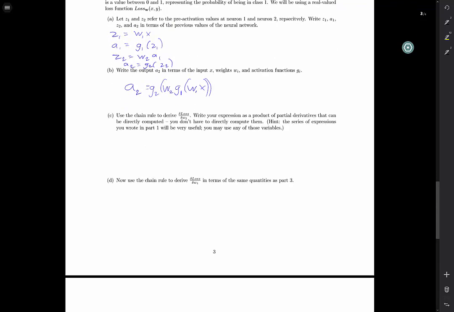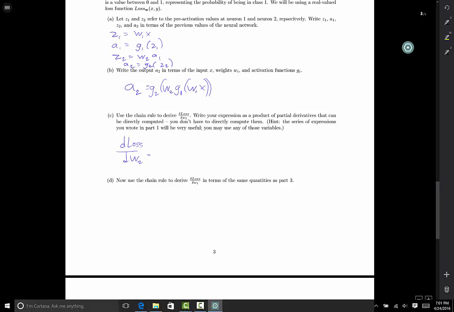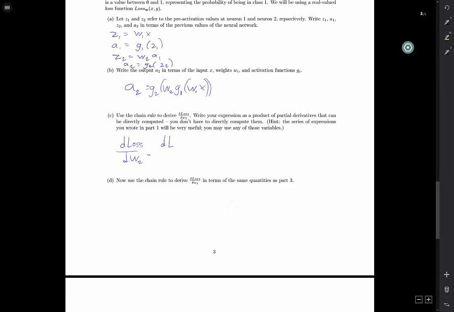Now they want us to use the chain rule to derive d loss dW2. We went over this exact example in the overview lecture. What we do is we work backwards. We start with the loss, so d loss, and now what is the loss in terms of? Well, the loss is in terms of A2, so we have dA2. We put it on top because that's what the chain rule does.